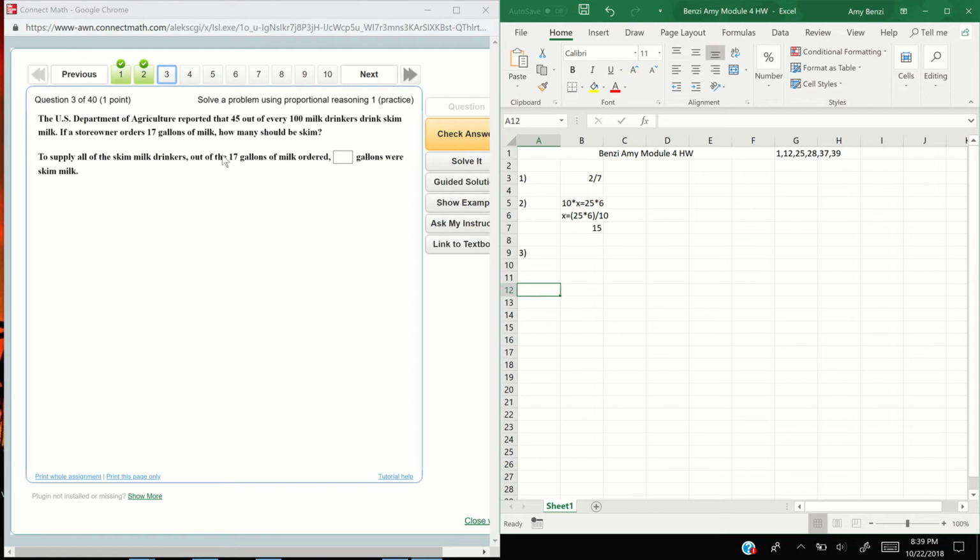All right, and here it's a lot of these questions the author has made nice and easy. He does a number out of 100 so that your denominator is 100. So you actually just end up having to find 45% of 17. And a bunch of these problems are like this.